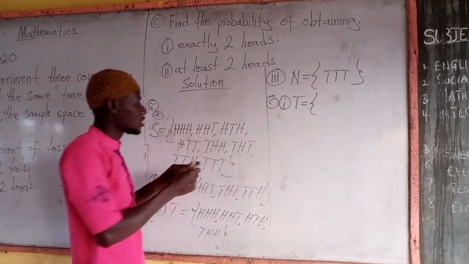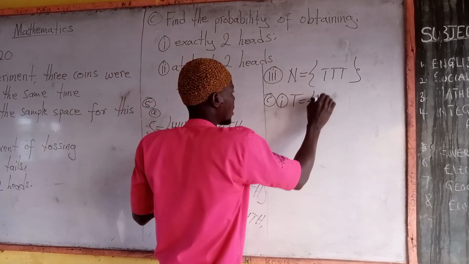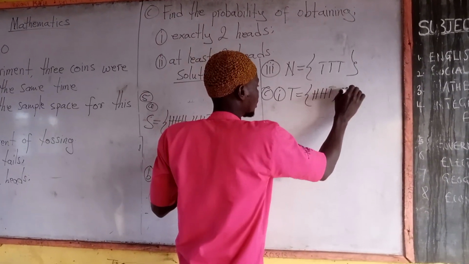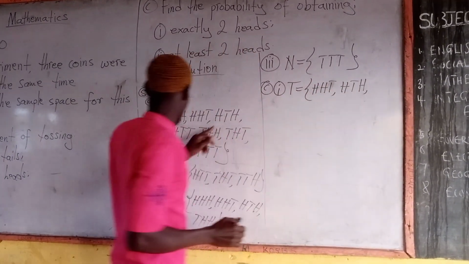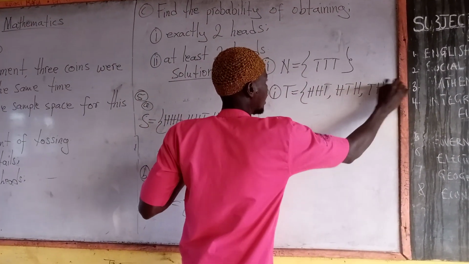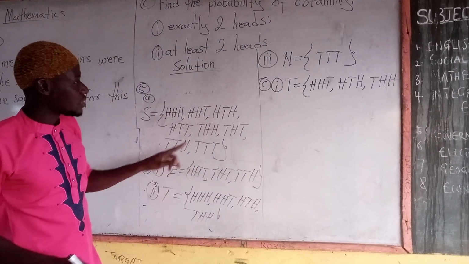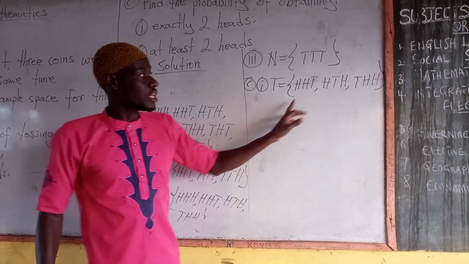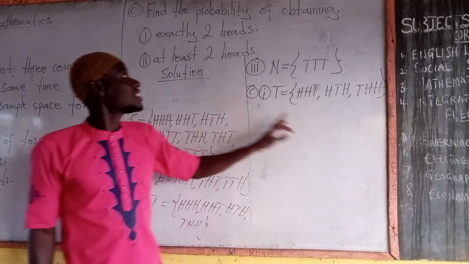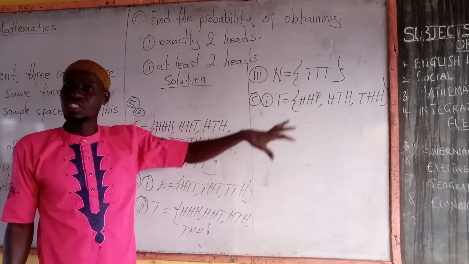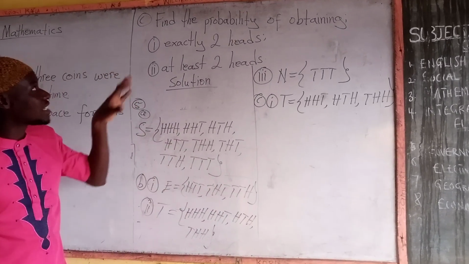We have this point, head, head, tail, comma. Then we have head, tail, head. Then we have tail, head, head. And that is all. So these sample points represent the event for tossing exactly 2 heads. And so we use that to find the probability of tossing exactly 2 heads.